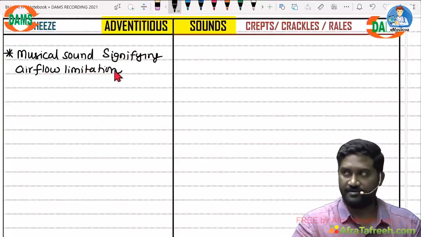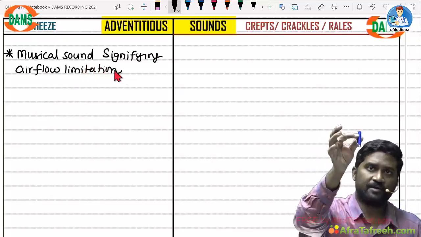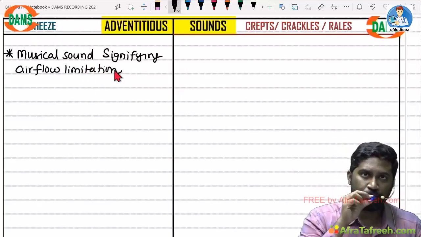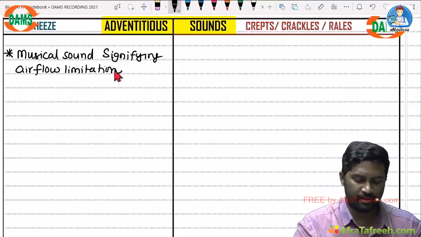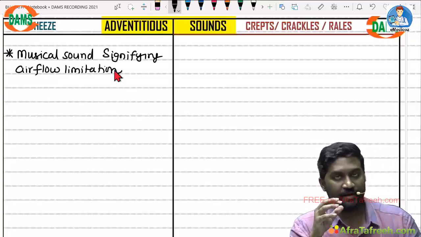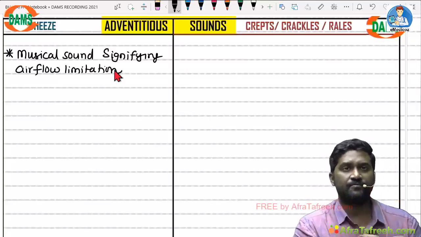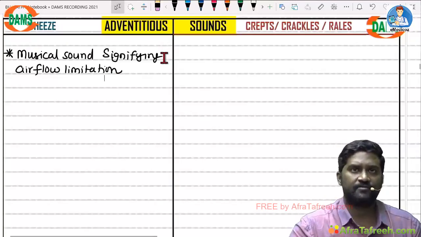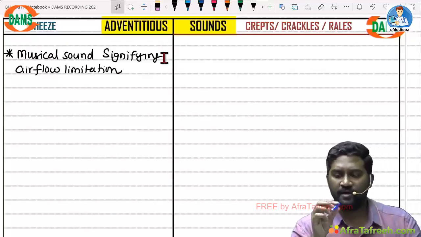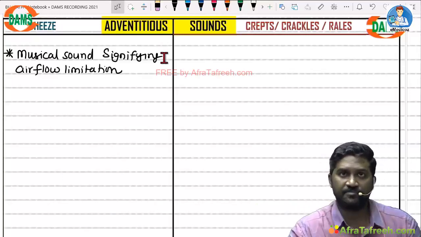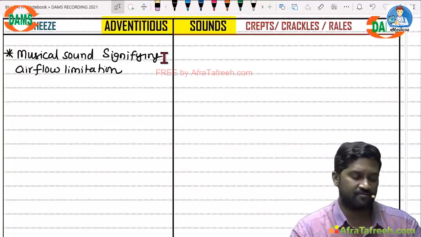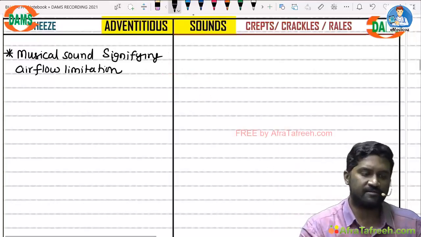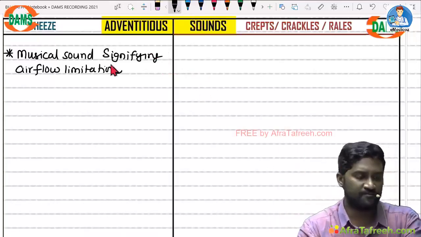How is this heard? For example, you take a pen cap and blow air into it. You will get a whistling sound. Why is that whistling sound audible? Because air is trying to flow across an obstruction. Whenever air tries to flow across an obstruction, there will be a whistling sound. This whistling sound is called wheezing.